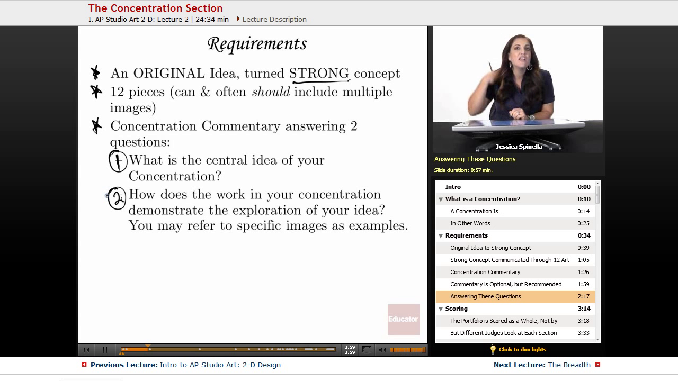That's something that you're going to fill out when you go to turn in your portfolio at the end of the course. Later on, in April, you'll probably be doing this. So don't stress, but just have in the back of your mind that you are going to have to write something about your concentration topic.